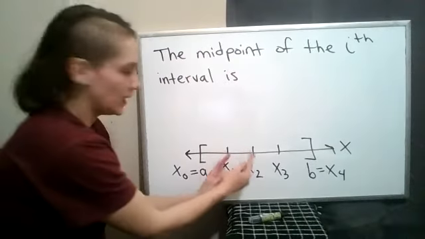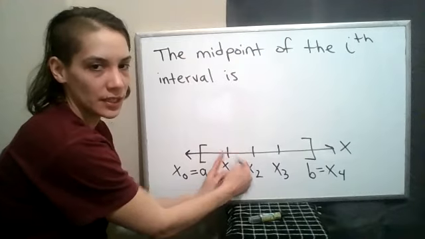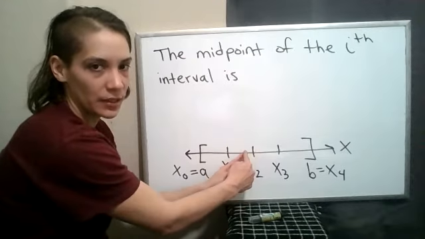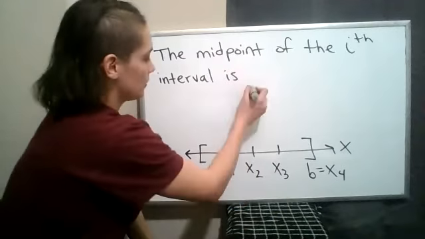The middle of this interval is the average of the two values. So you take this side, add it to this side, divide by 2. You take x sub i minus 1, add with x sub i, divided by 2. Okay, let's do a problem.